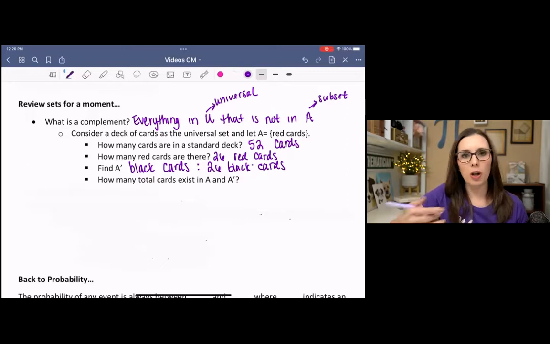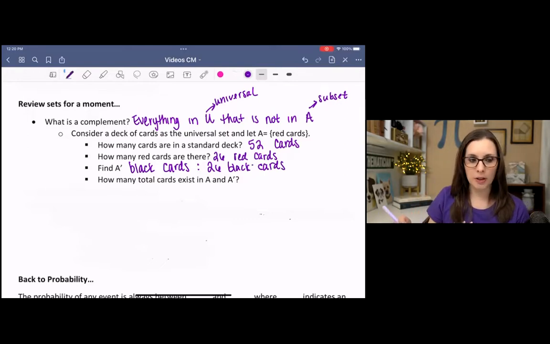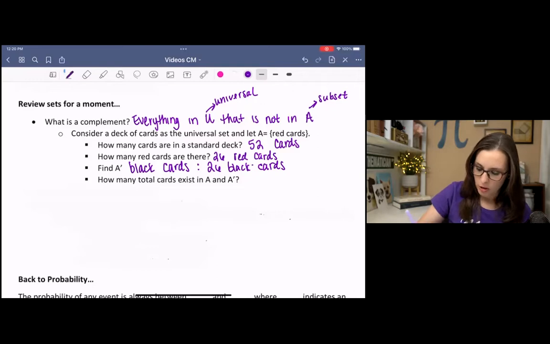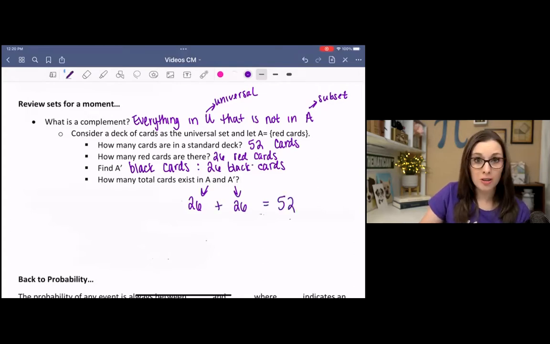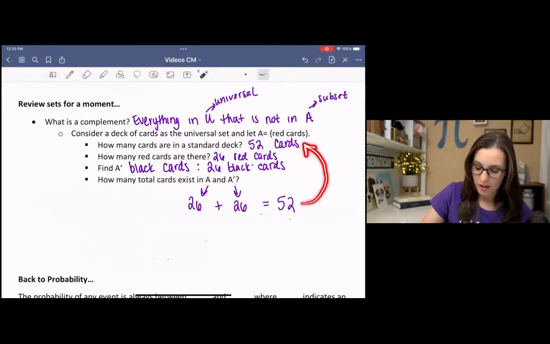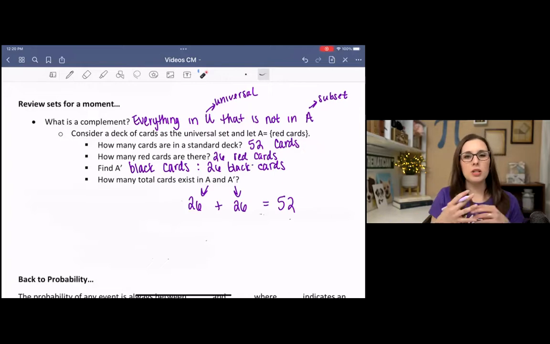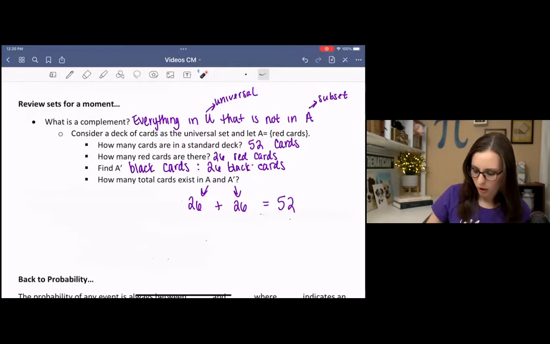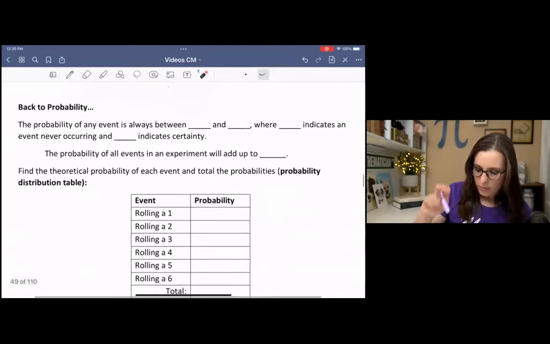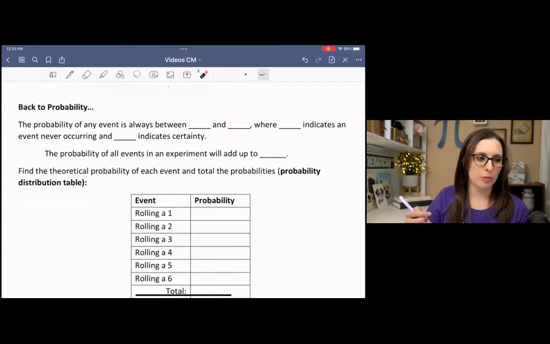And then if we total up A and the complement of A, there are 52 total cards, which is how many cards are in the universal set. So we're going to be using this idea to help us figure out probability when they say not. So not red or not spade or not anything like that, not four. Let's go over some basics of probability before we get into probability with not.